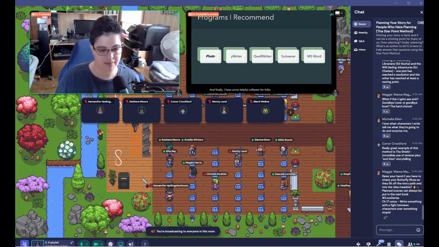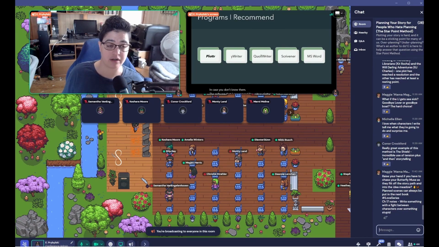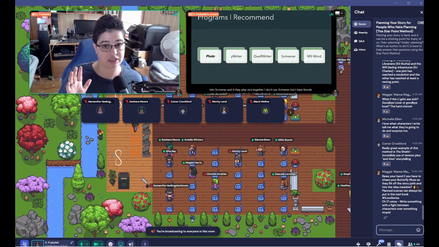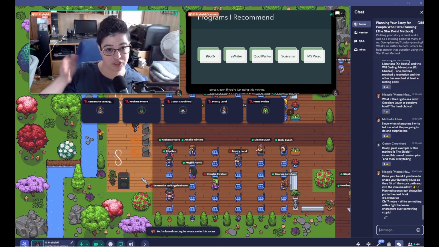The software that I recommend for writers: Plotter is your friend. If you're a discovery writer, you might find Plotter not your thing, but I absolutely love it. One of the nice things about Plotter is you can export your structure from Plotter into Scrivener, and they play nice together. I don't use Scrivener, but I have friends who do, and they swear by this. So Plotter, if you are a planning type of person, even if you're just using this method, and I did submit a user-created template to Plotter, so hopefully the star point method will be making its way into Plotter for you to use.